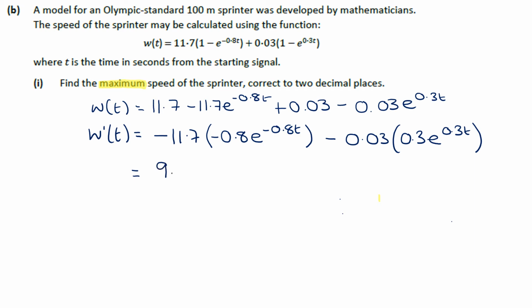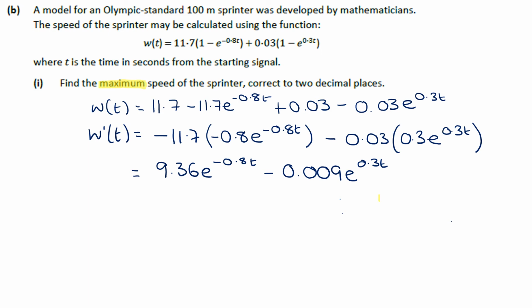This works out as minus by minus is plus 9.36 e to the power of minus 0.8t, and then we end up here with a minus 0.009. When you put that into the calculator, it will actually give that to you in scientific notation. So it's really important that you're able to work with scientific notation. You're able to convert it into a decimal by moving the decimal place, or leave it in fractional form if you're not comfortable working with scientific notation.